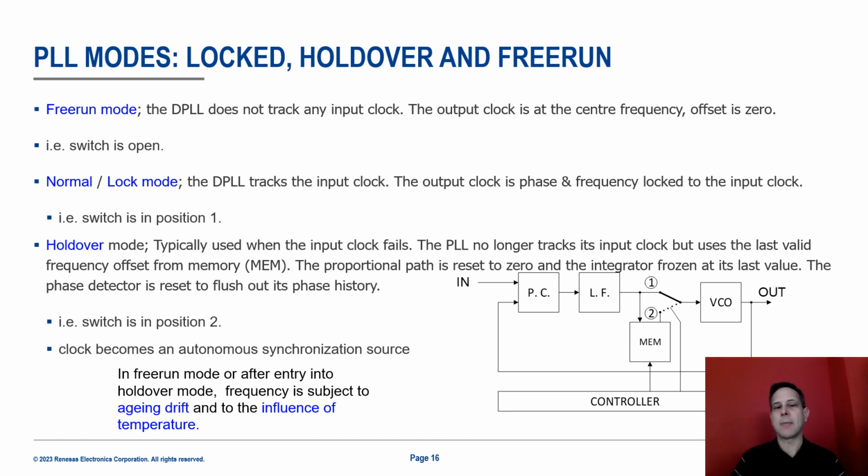And now the clock becomes an autonomous synchronous source because it now has history of the traceability to that input reference. But the short-term and now long-term variations are now coming from the local oscillator.